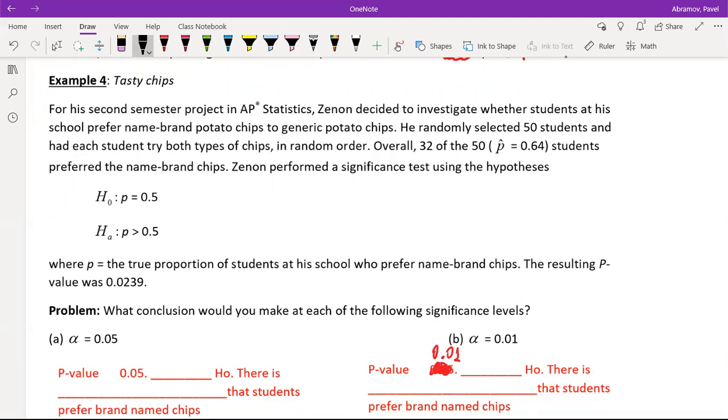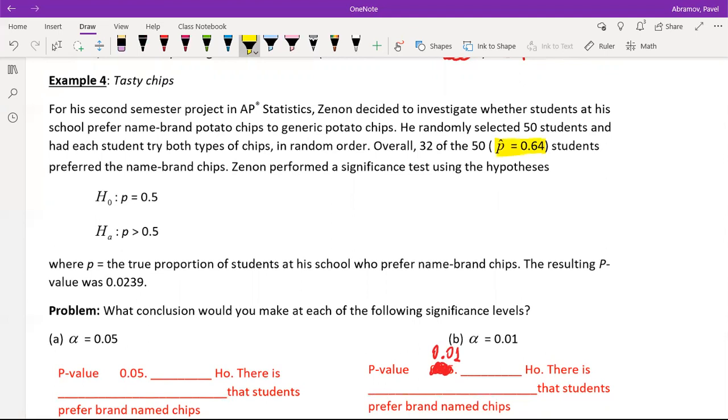So once again, the idea here is the following. We are claiming, the original claim is that there is no difference, meaning that the students don't distinguish between name brand chips and generic brand chips. However, he picked a sample and his sample claimed that there is a difference, because 64% preferred brand name chips. So here's what we're testing.